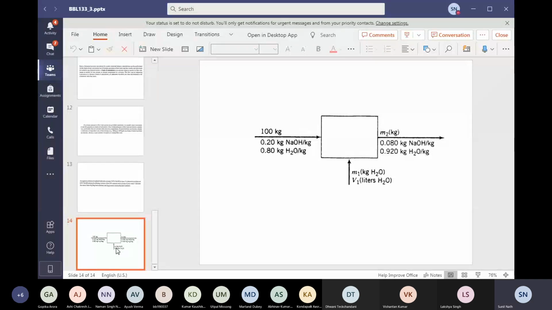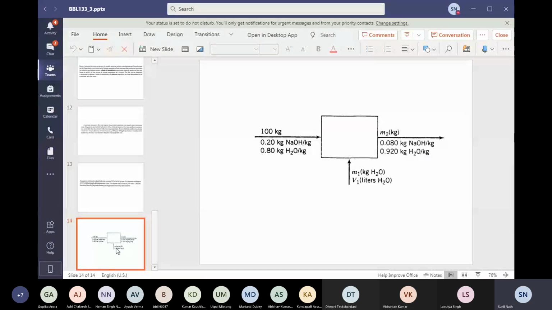Then suppose, let's take a number. In part B, suppose the product stream is given to you: you have to produce a flow rate of 2300 kg per minute of the output solution with the same 8% by mass NaOH. So the flow rate of the product is given as 2300 kg per minute. Now find the feed solution flow rate and the dilution water flow rate.